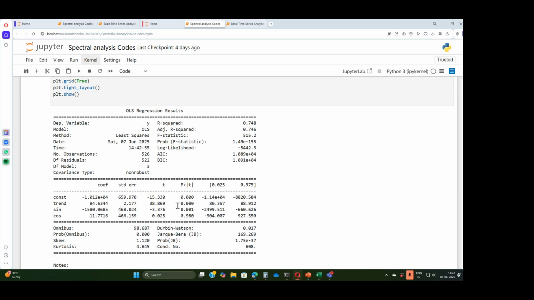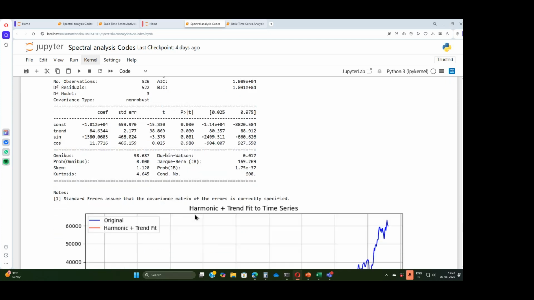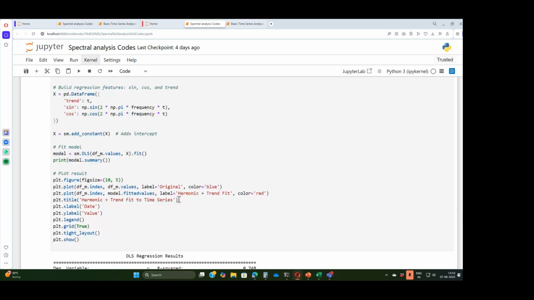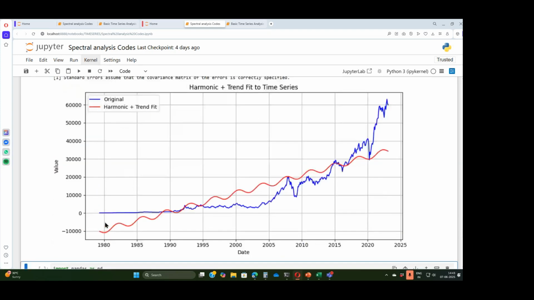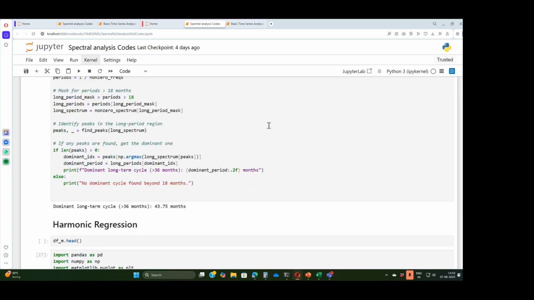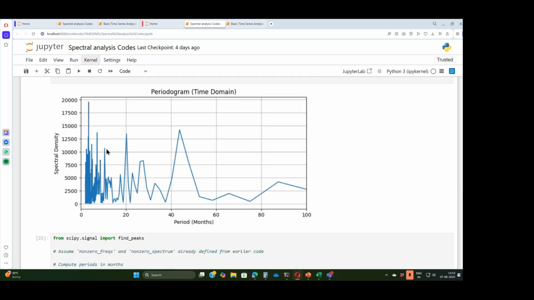There's a trend, significant. There's a sine wave, which is significant, a cos wave, which is significant. Now, I've also asked it to plot it, so you can study these codes carefully. With the series, it has plotted this harmonic. It will not coincide, mainly because you have not included all the cycles. Our analysis has identified many cycles over here, and these are all very short cycles, which I have not incorporated.